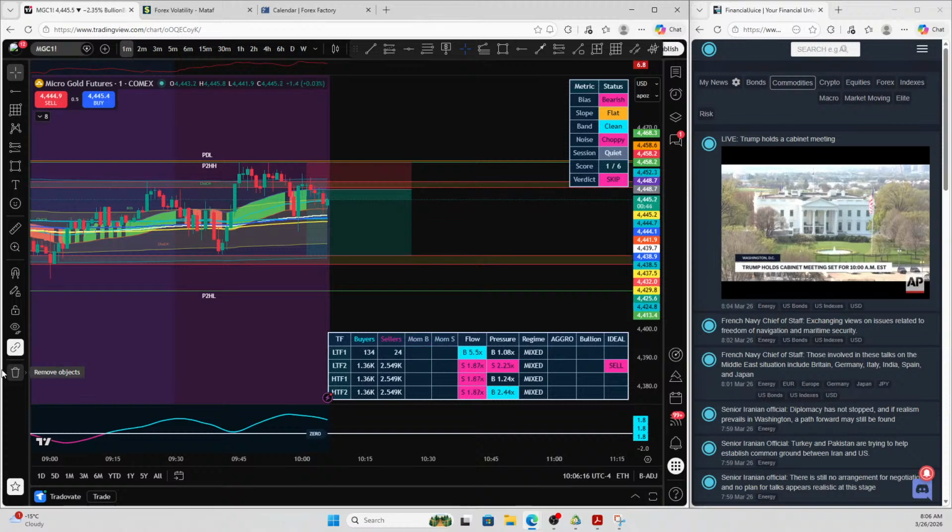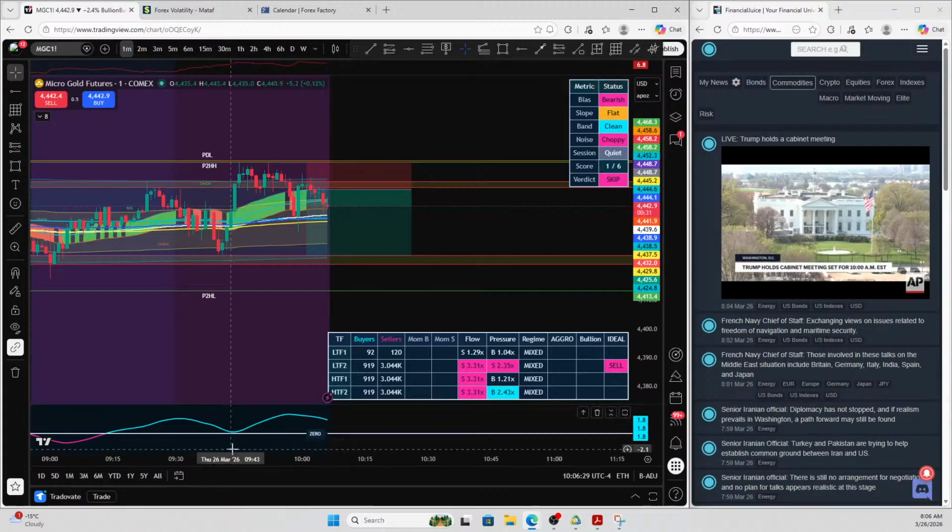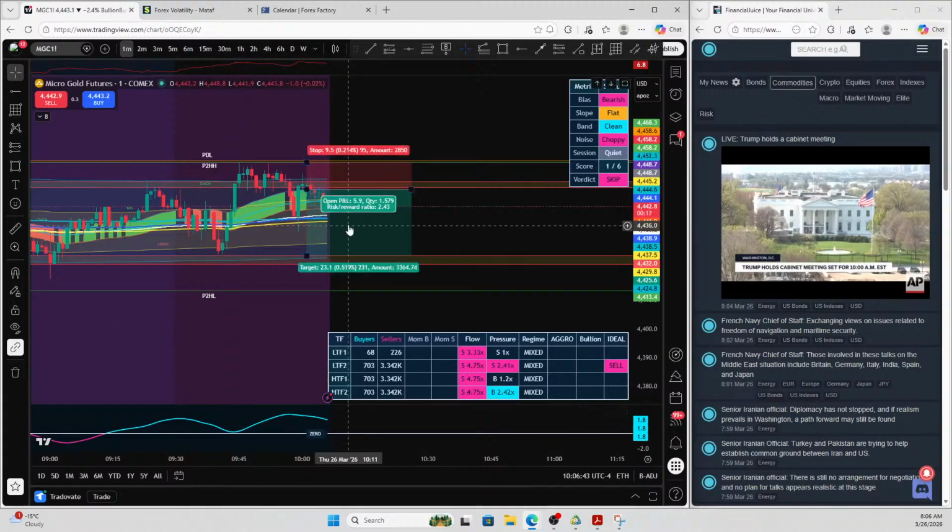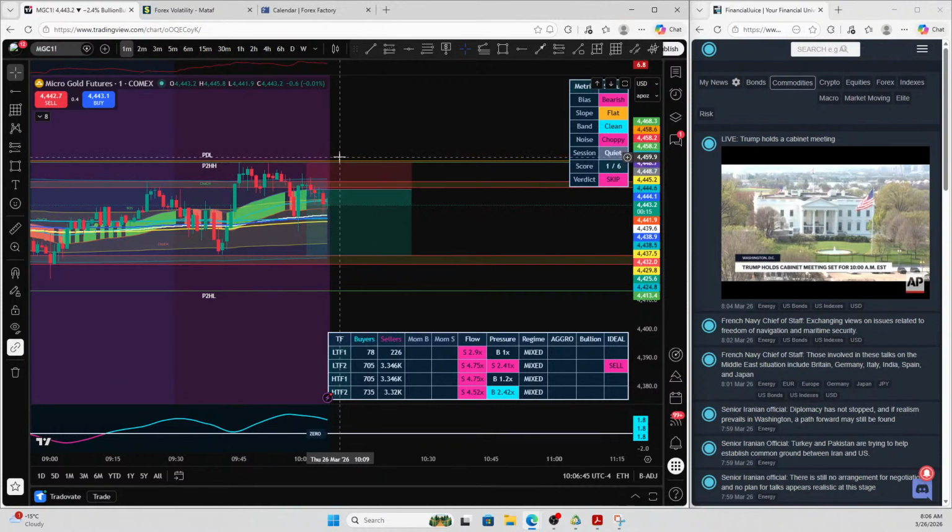Let's see. It depends on this cabinet meeting as well. If it's a meeting around ending the war, or there is some proof that the war is going to end, then we might see price starting to become bullish. But for right now, we are looking to the bear side. It's a clean setup. Stop is right here, and our take profit is at the other end.